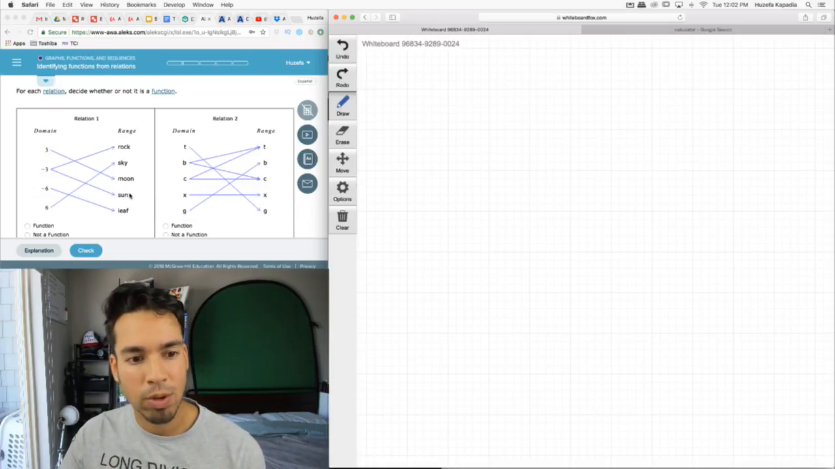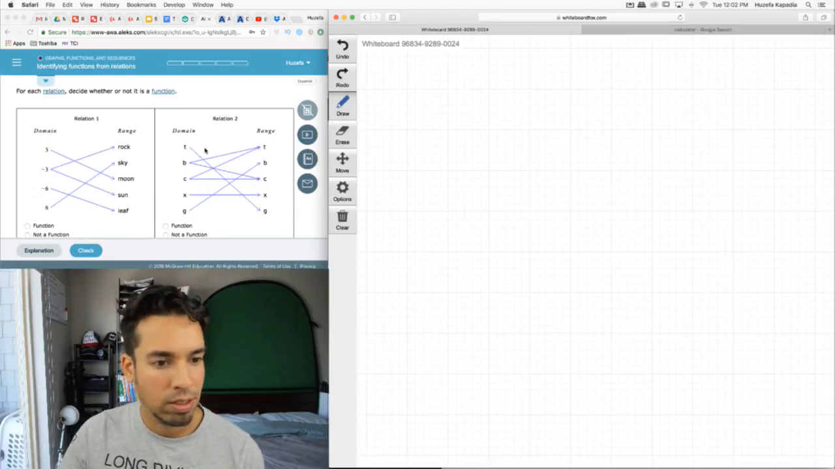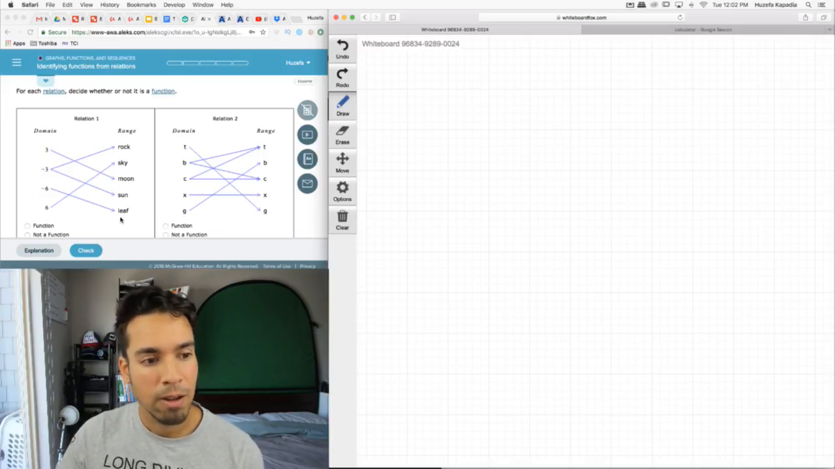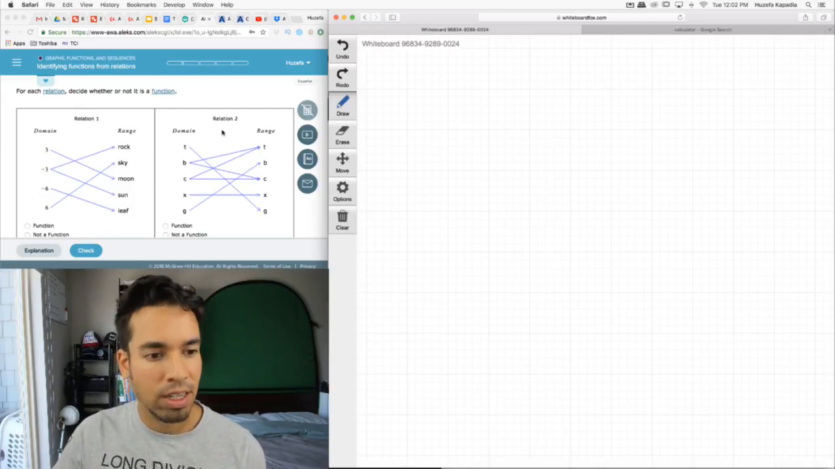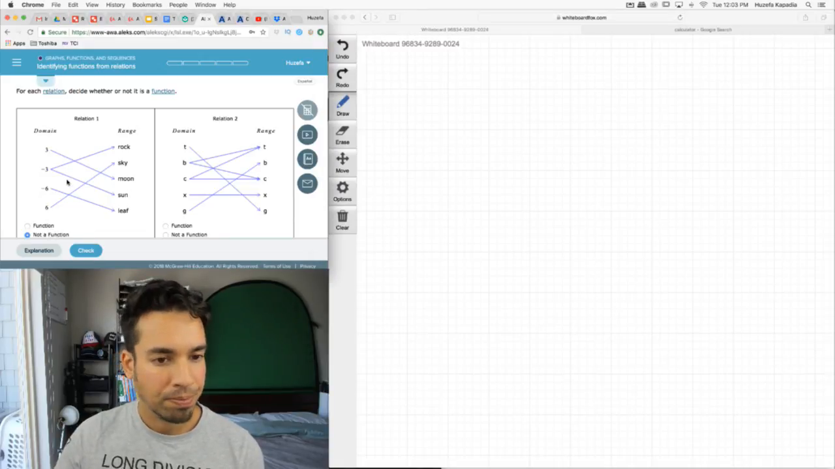It's not the same with y's, right? Y's can be associated with multiple x's. That's fine, right? Like you see here with, let's say, the sky. We could have 6 be associated with sky and also 3 associated with sky. That's okay. But what we can't have is an x associated with 2 y's. What we say is x cannot cheat on y. Y can cheat on x, but x can't cheat on y. This x is cheating, right? It's matched up with rock and sun. So this is not a function.